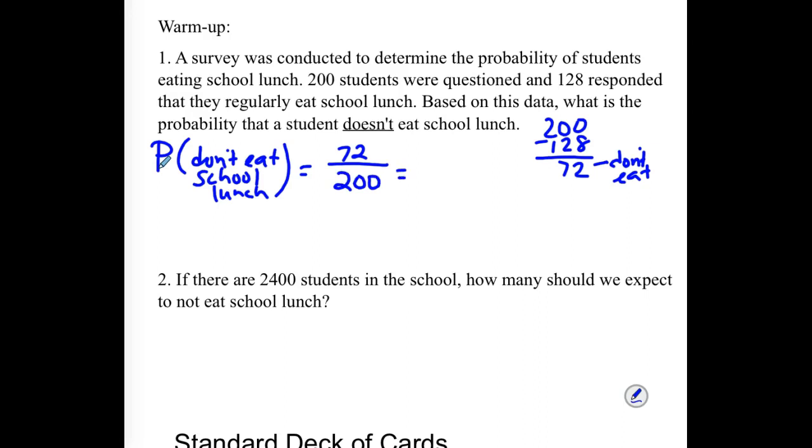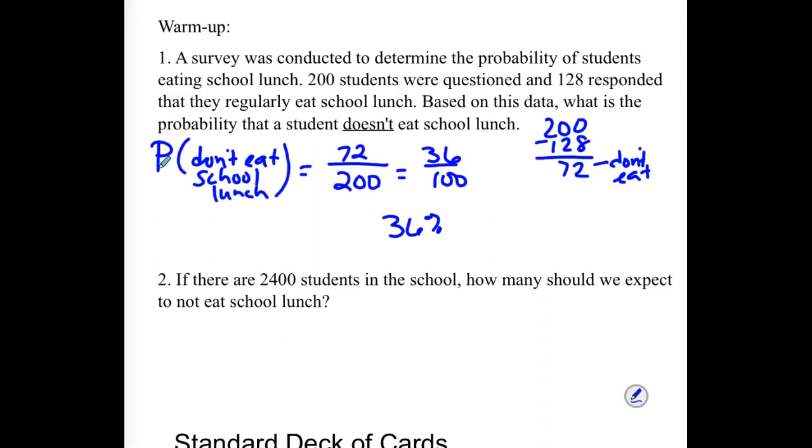Can we reduce that? What do you get if you divide them both by 2? 36 out of 100, so it would be 36%, right? Out of 100 would be percents. So we have a 36% probability that the students do not eat school lunch.